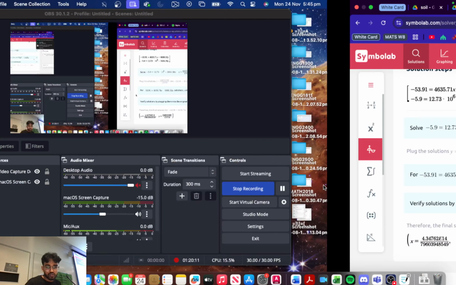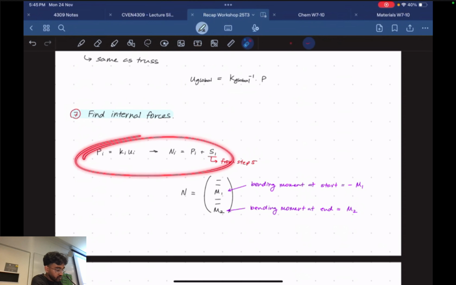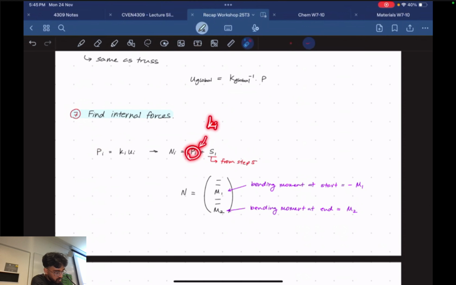But then after you find those, you're gonna scroll up a little. After you find your node of displacement, that gives you displacements at degree of freedom 1, 2, and 3. But for your third one, it's gonna be a rotation, it's not gonna be a displacement. You're gonna find your internal forces using this equation. So your P over here is gonna be KI times UI.